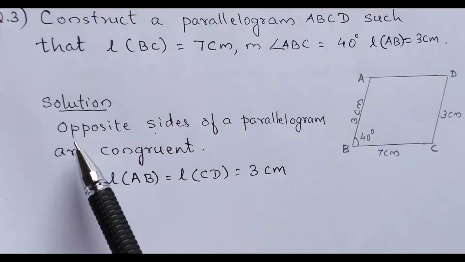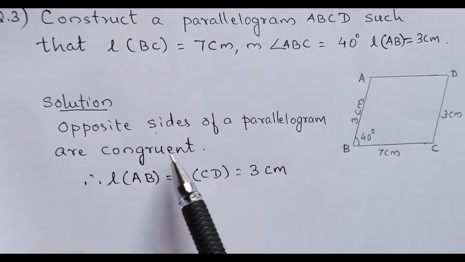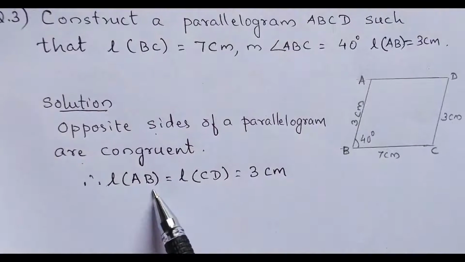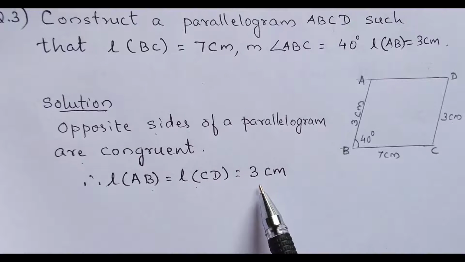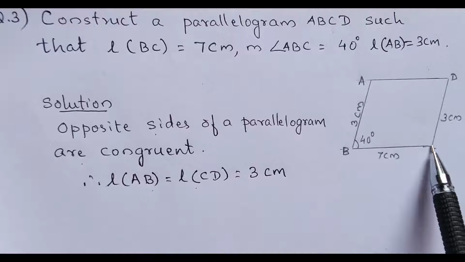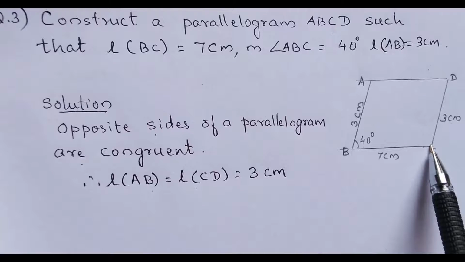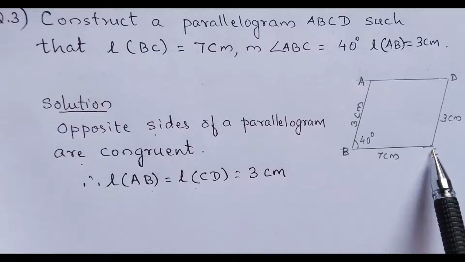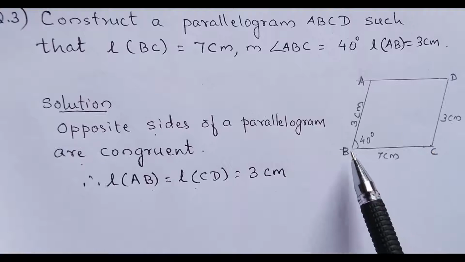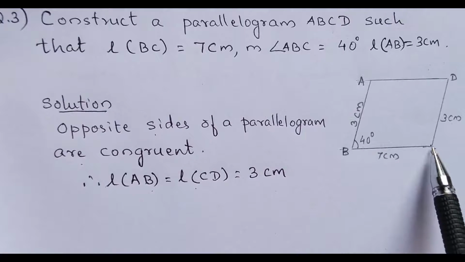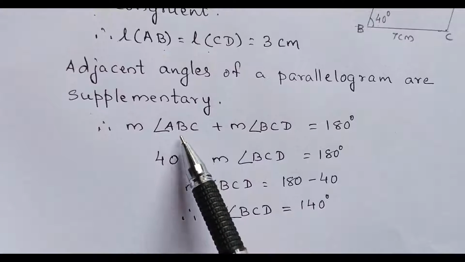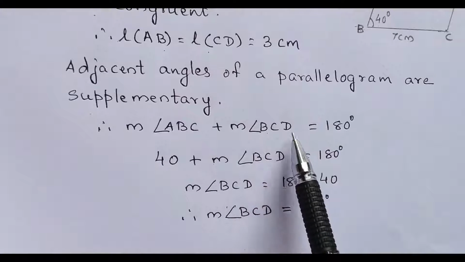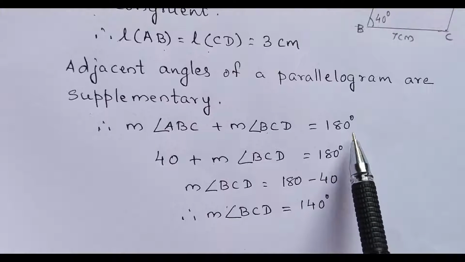So the solution is: opposite sides of a parallelogram are congruent. Therefore, length AB is equal to length CD is equal to 3 centimeters. We know that the adjacent angles of a parallelogram are supplementary. That means measure angle B plus measure angle C is 180 degrees. We know measure angle B, so we can find the measure of angle C. Therefore, measure angle ABC plus measure angle BCD is 180 degrees.